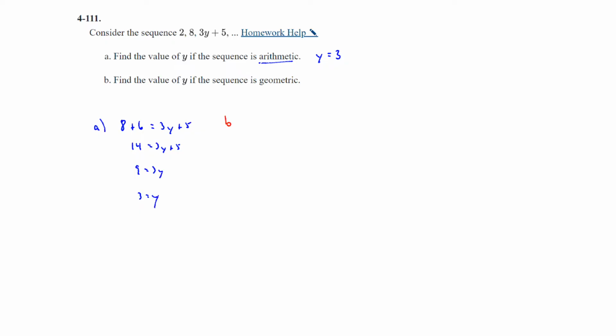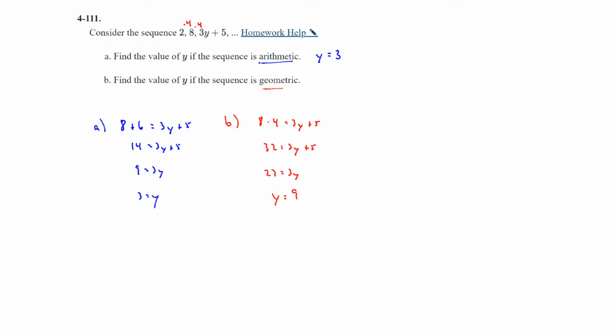Now on Part B, if it's geometric, we have to multiply by 4. So 8 times 4 should equal 3y plus 5 if it is geometric. So that would be 32 equals 3y plus 5. Subtract 5 is 27. Divide by 3. And y is equal to 9.